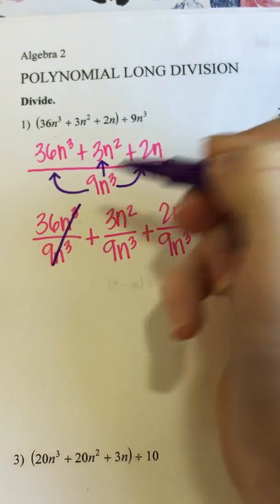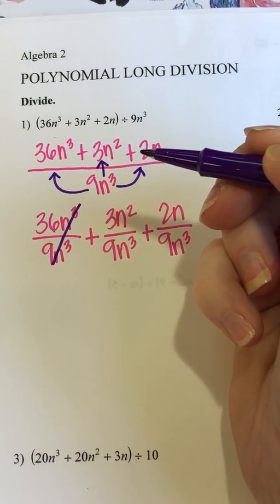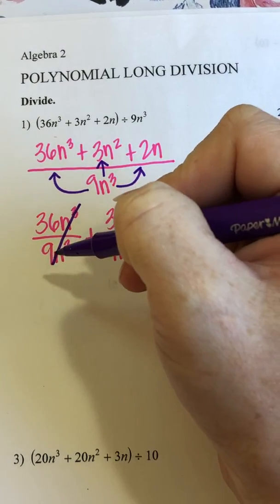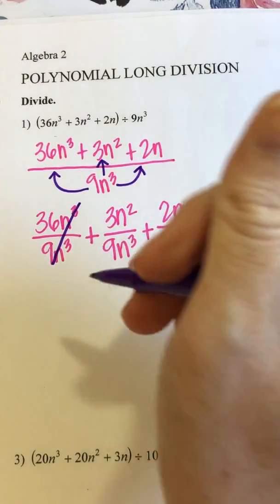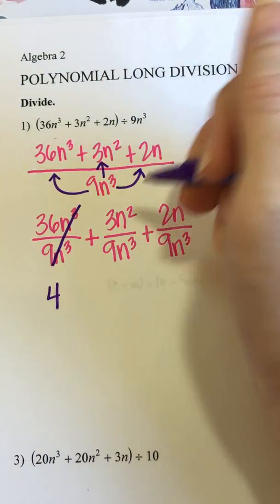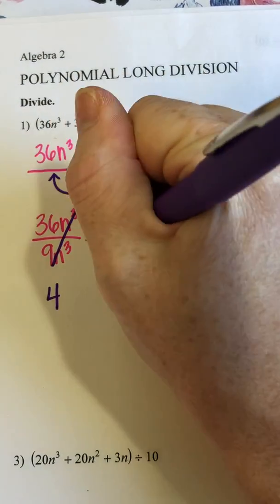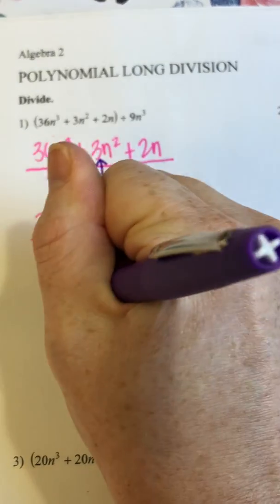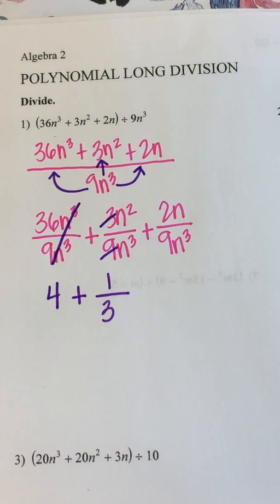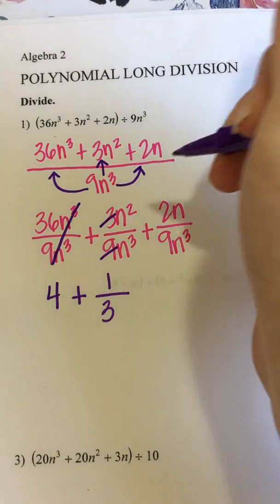I see n cubed divided by n cubed, and I know that that's just going to cancel out. But I'm left with 36 divided by 9. What does that give me? 4. Okay. Then I have 3 over 9. What does 3/9 reduce to? 1/3. But I still have these n's to consider.